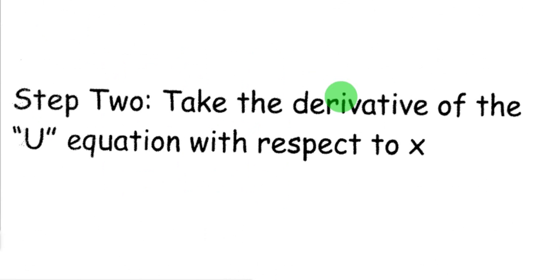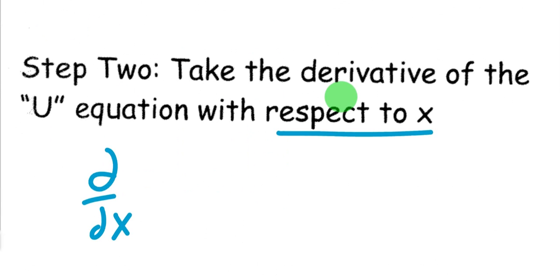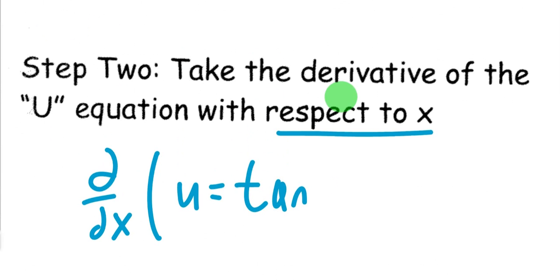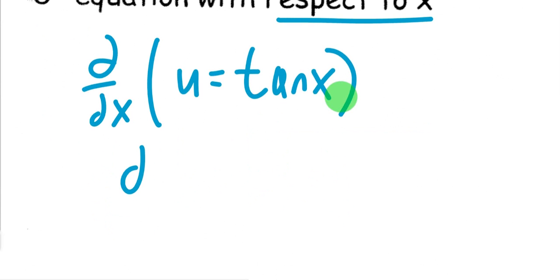All right, step 2 is to take the derivative of that equation with respect to x. So basically, it's going to be d dx of u equals tangent of x. So we're kind of taking d dx of both sides. Over here on the left, we get du dx. On the right, we get secant squared.